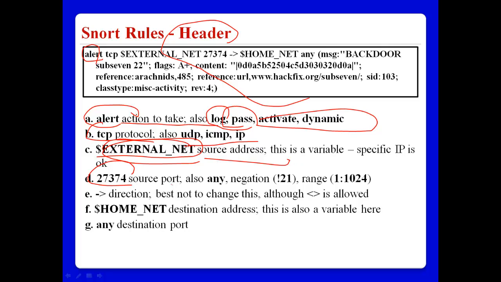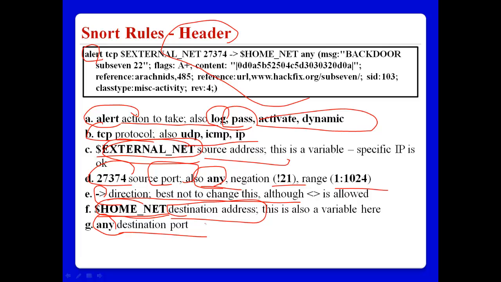And this number means the source port number. Except for a number, we can use other things instead of the number, such as any, negation, or a range like this. And the arrow means it's the direction. And the home net also means the destination address, so we need to configure this network address in the Snort configuration file as well. And any means the destination port.